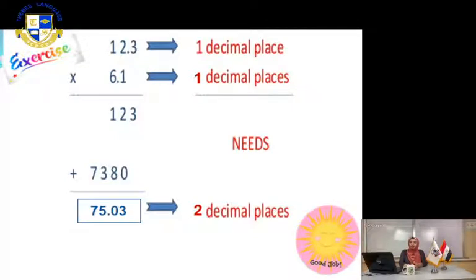Then add the two numbers together, it will be 7,503. Okay, but here where is the decimal point? Don't forget it. The first number has 1 decimal place and the second number has 1 decimal place. So we will add them together. We are going to have 2 decimal places. Count from the right, then put the decimal point. And the final answer will be 75.03. Okay?